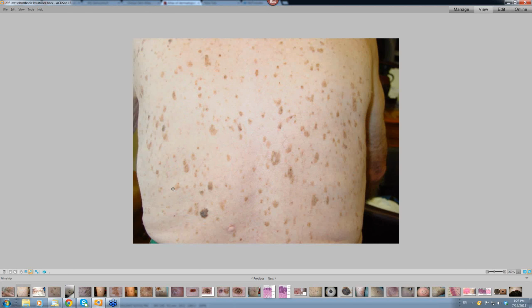There's your more typical back with multiple seborrhoeic keratoses, varying in color. Some may be pink, some may be quite dark. Multiple eruptive seborrhoeic keratoses can occur over a short period of time as the sign of Leser-Trélat, and this is when there's an association with an internal malignancy, particularly stomach or lung.